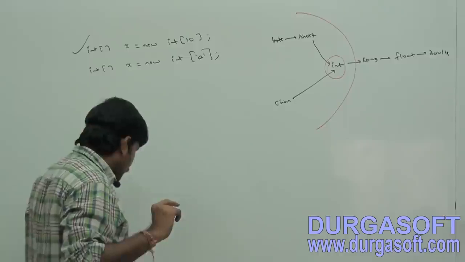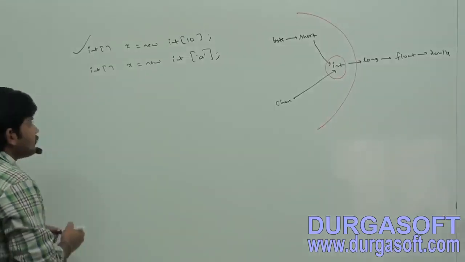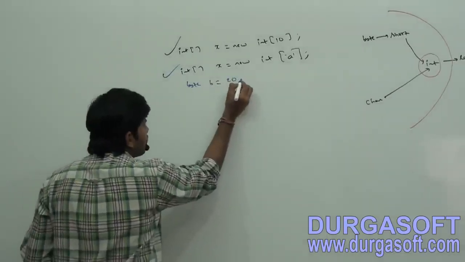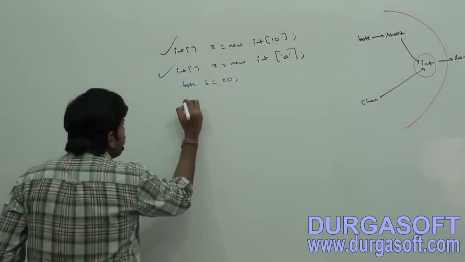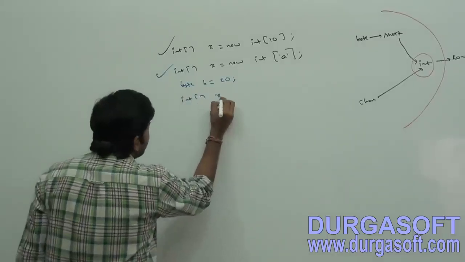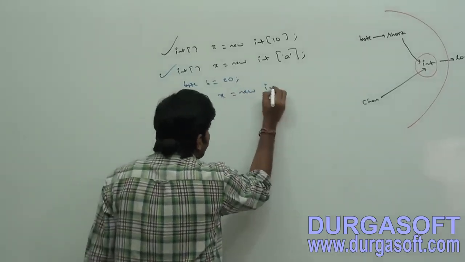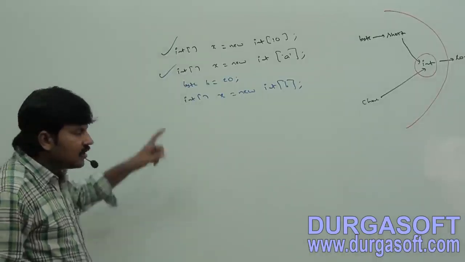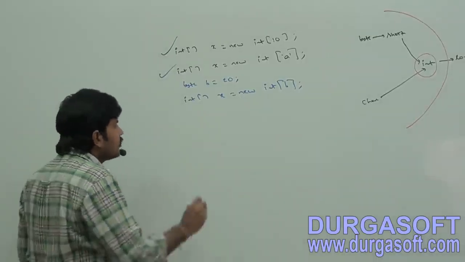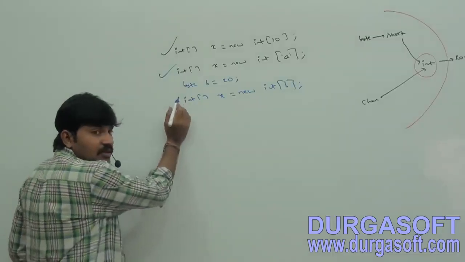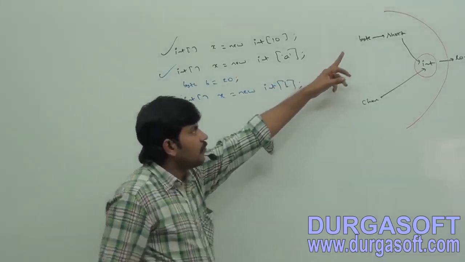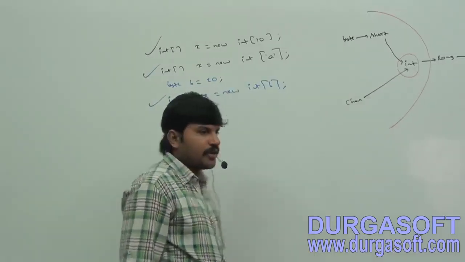Are you getting it? Now let me take a value. Byte b is equal to 20. Int array x is equal to new int array of b. Is it valid or invalid? This one is 100% valid, no problem, because in the place of int, you can provide byte.